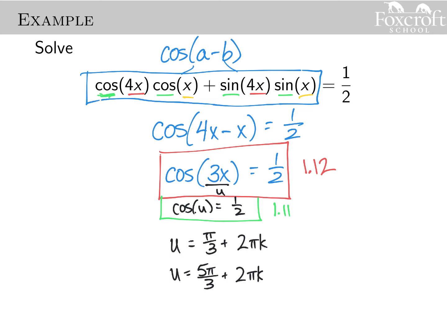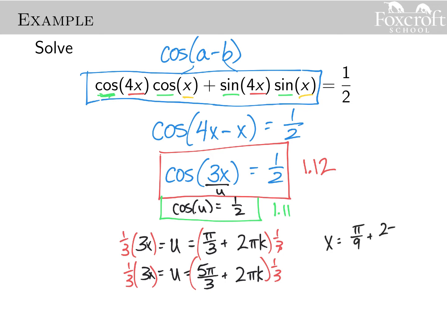All of that was just from learning objective 1.11, figuring out how to find those angles. But now remember, this is actually 3x. So to finalize our answer, we have to multiply both sides by 1/3. Also divide by 3, but I like to keep it as a fraction so we can combine it with the other fractions more easily. And we get x equals pi over 9 plus 2 pi over 3 k, and 5 pi over 9 plus 2 pi over 3 k.